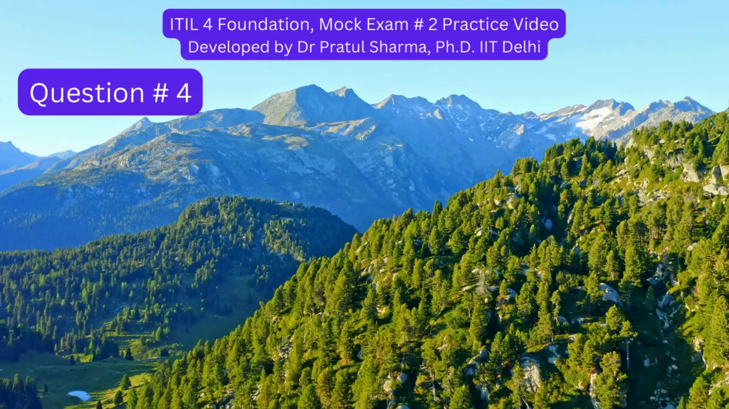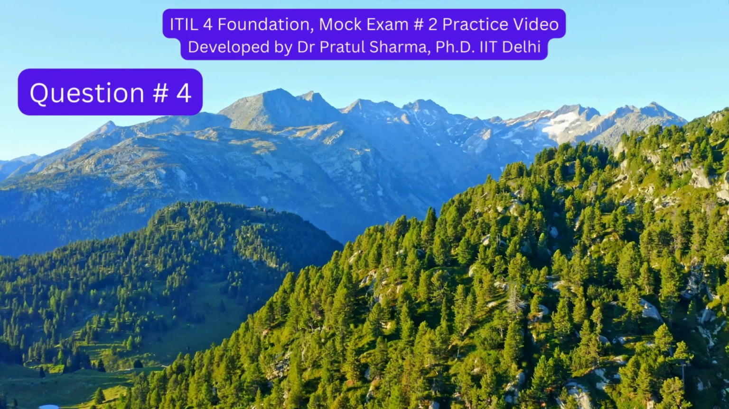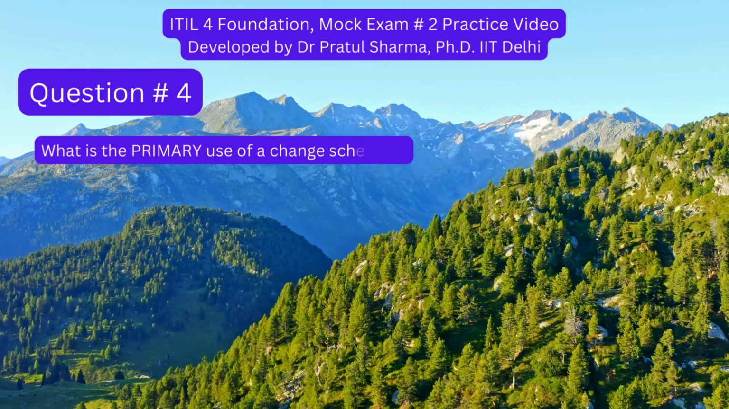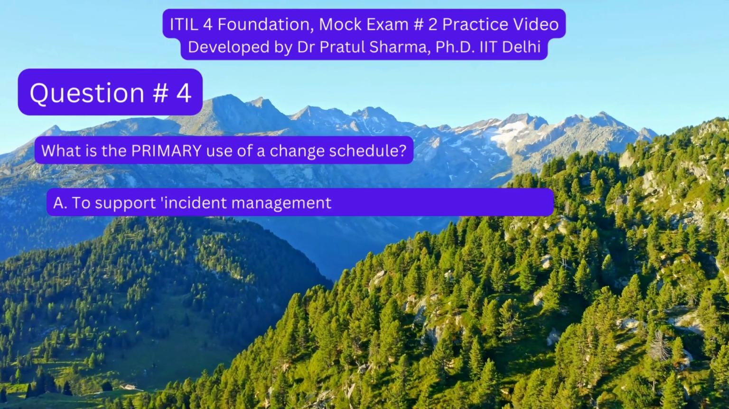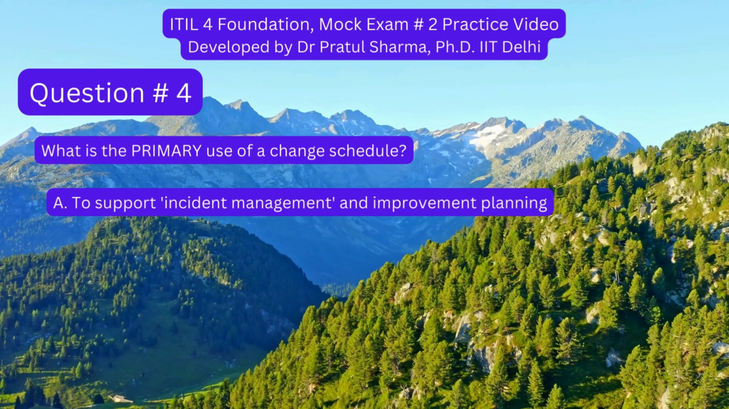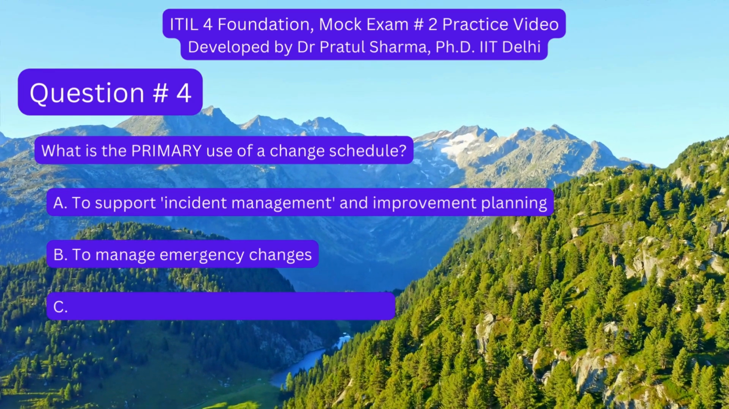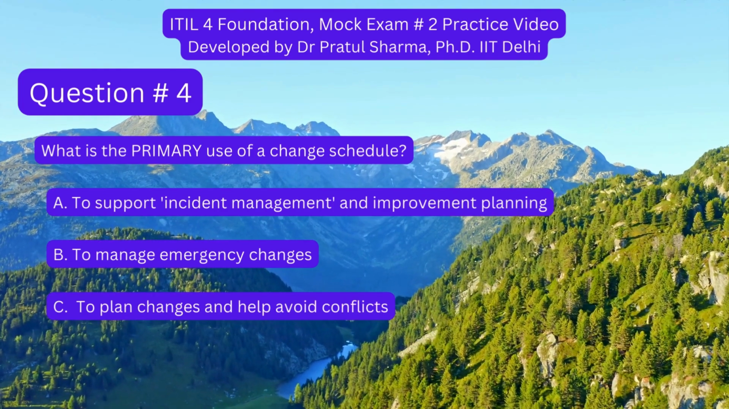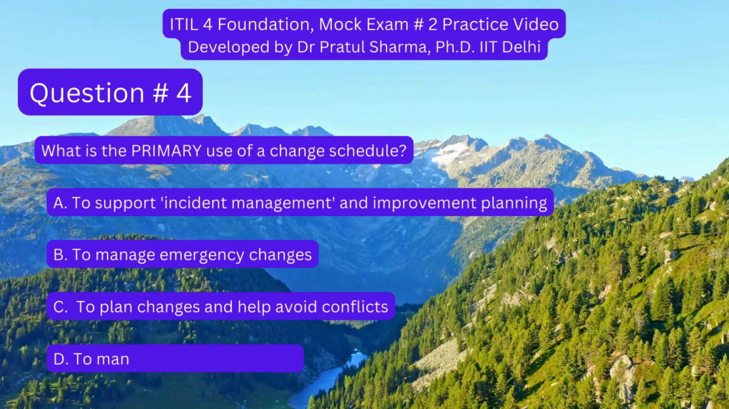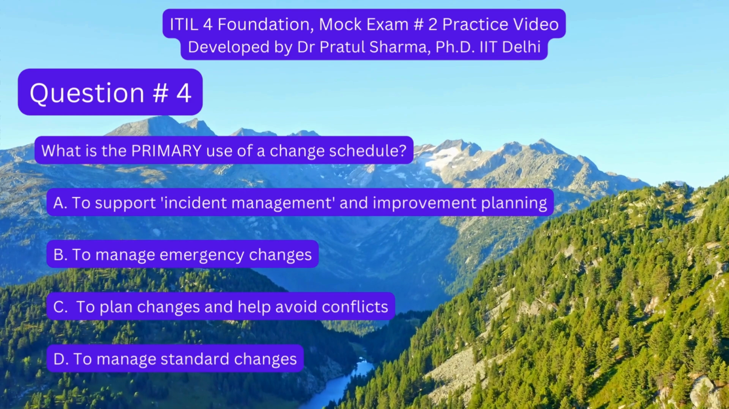Question number 4. What is the primary use of a change schedule? A. To support incident management and improvement planning. B. To manage emergency changes. C. To plan changes and help avoid conflicts. D. To manage standard changes.